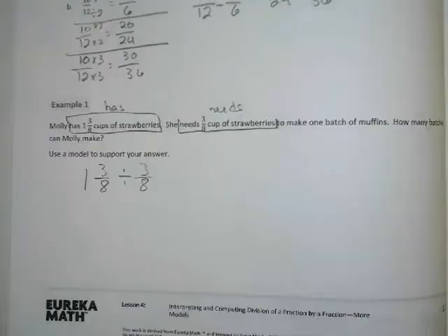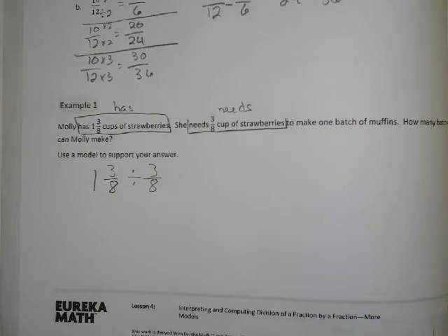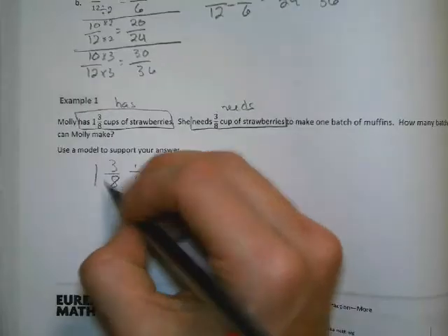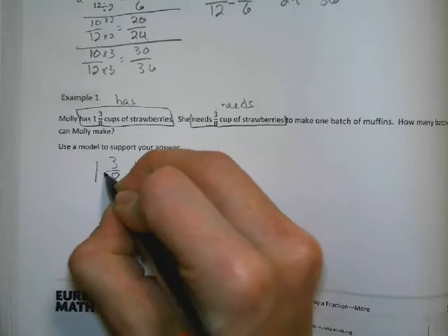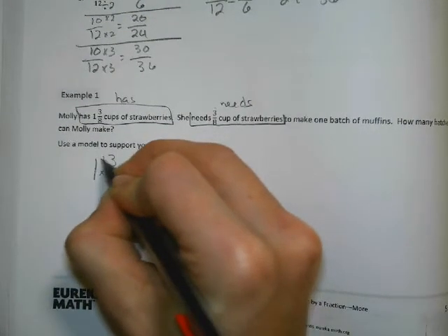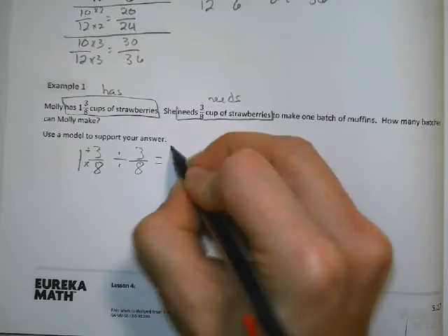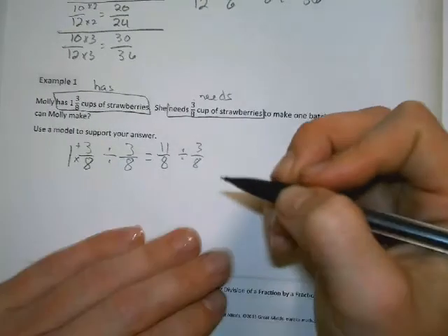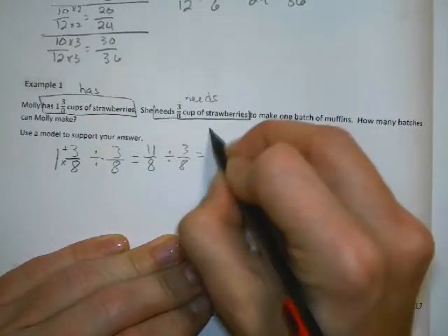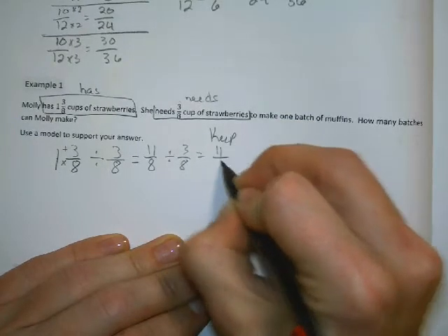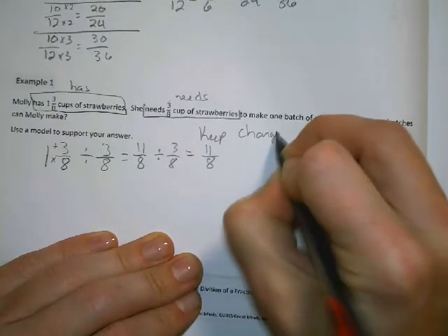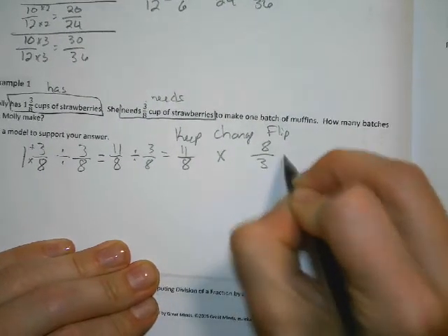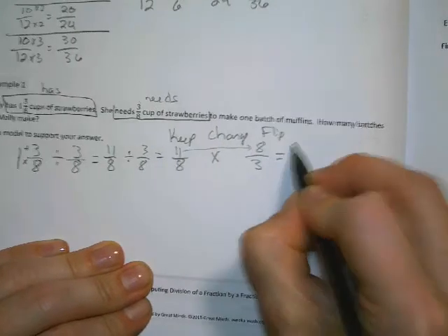Now, in order to do keep, change, flip, they both have to be in fraction form. So I have 1 3/8. I'm going to create an improper fraction. I'm going to take 8 times 1 gives me 8, plus 3 gives me 11. So that's 11/8 divided by 3/8. And then I'm going to do my keep. That's 11/8, change to multiplication and flip it over to 8/3. You have 11 times 8, which is 88.